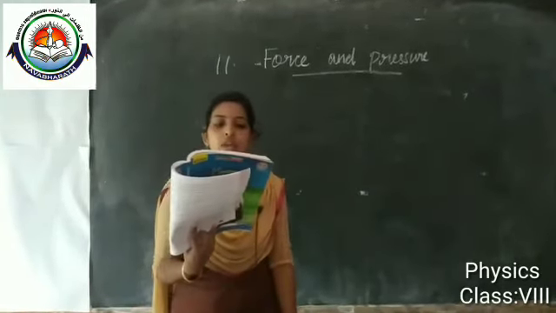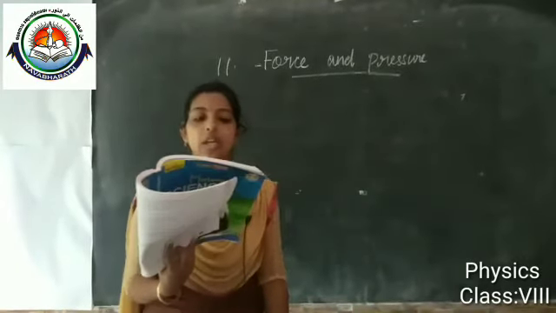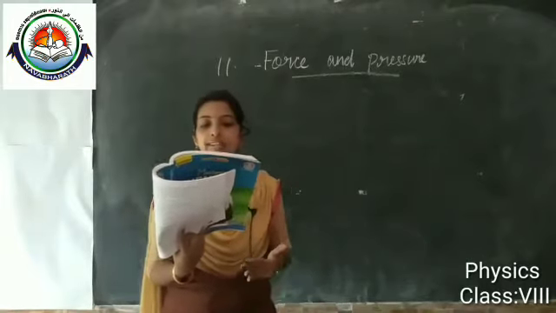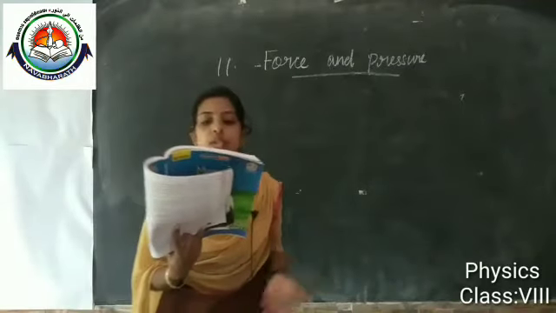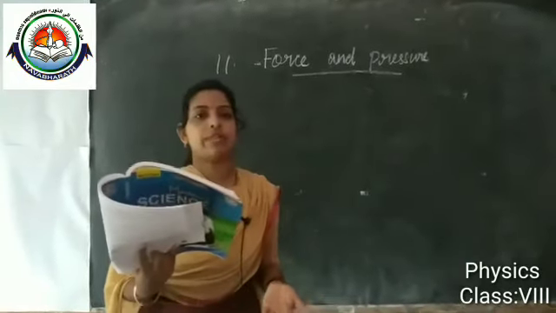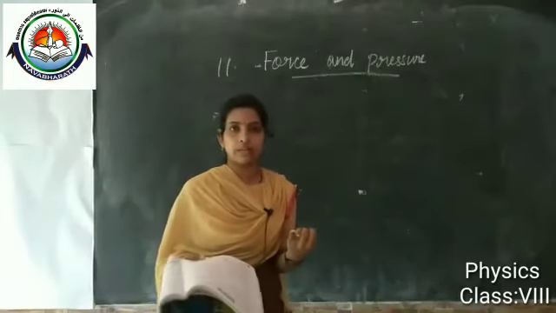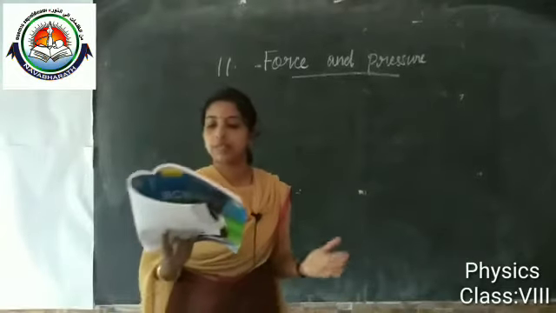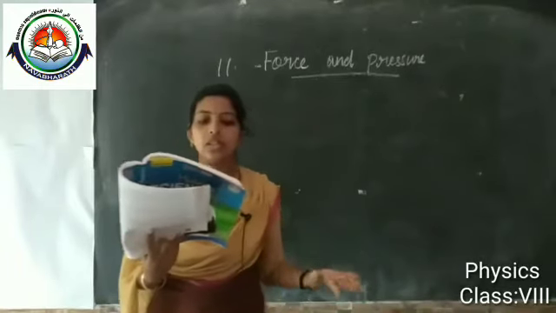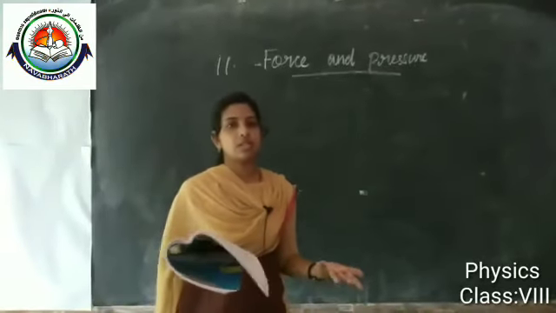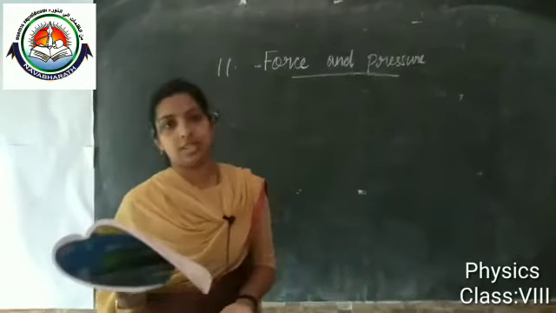Then fifth one, which of the following is a non-contact force? Option A, magnetic force, option B, electrostatic, option C, gravitational force, and option D, all of this. Which one will be a non-contact force? Magnetic force is a non-contact force. It is acting at a distance. Then electrostatic force is also a non-contact force, and gravitational force is also a non-contact force. So its answer is option D, all of this.